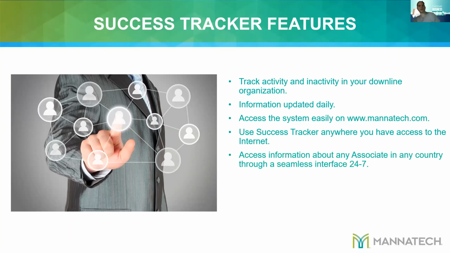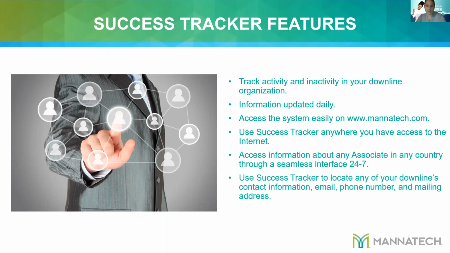Access to information about any associate in any country through seamless interface, 24 hours, 7 days a week. Again, it's like the website, it's open 24/7. Since we're a global company, you have access to all your associates' information, regardless of what country they're in your downline. Use Success Tracker to locate any of your downline's contact information: email, phone number, and mailing address. So for each person in your organization, through Success Tracker, you'll be able to access their contact information if you need to get in touch with them.